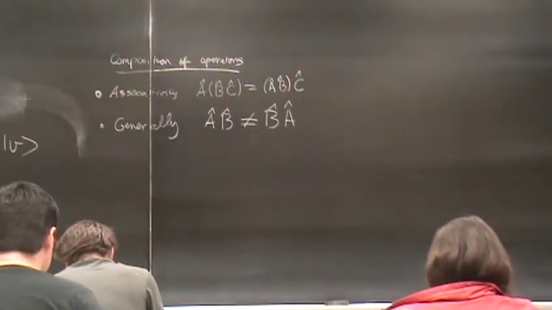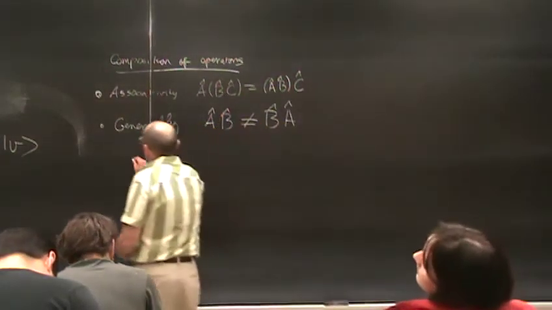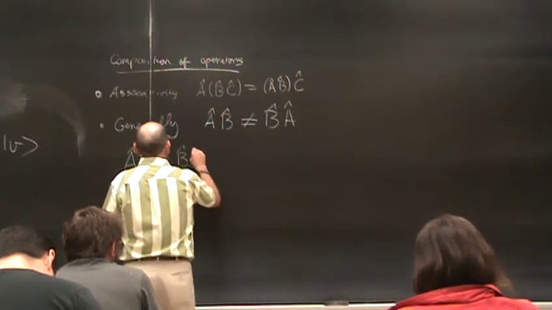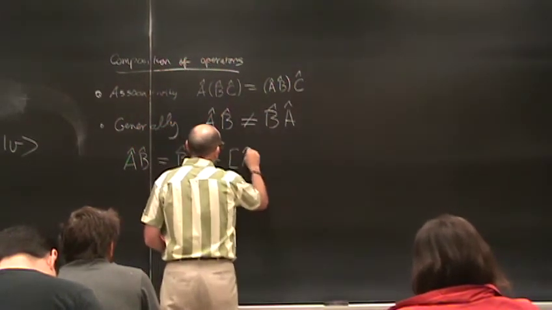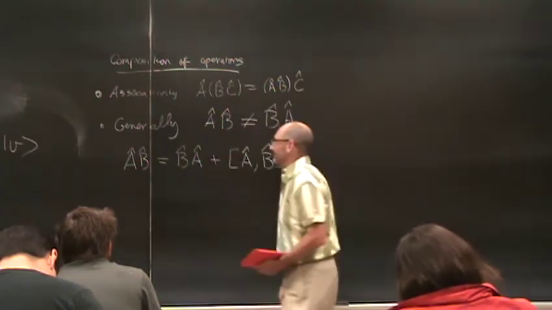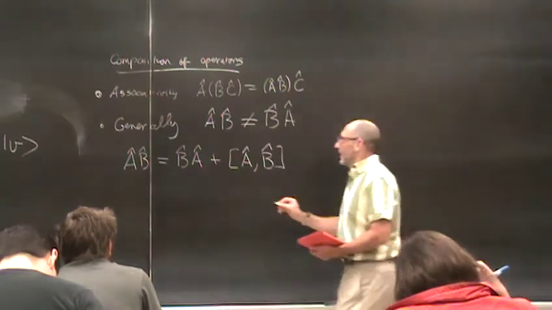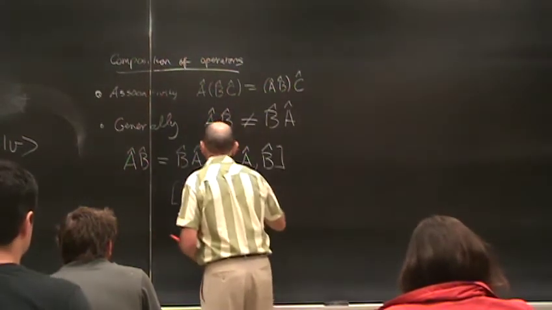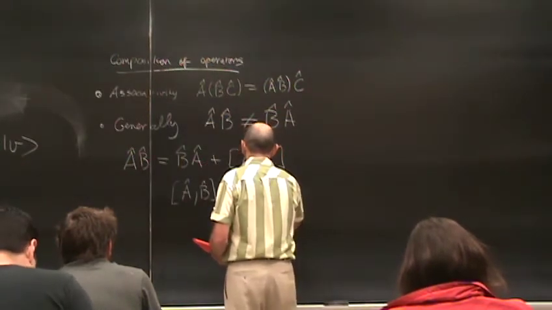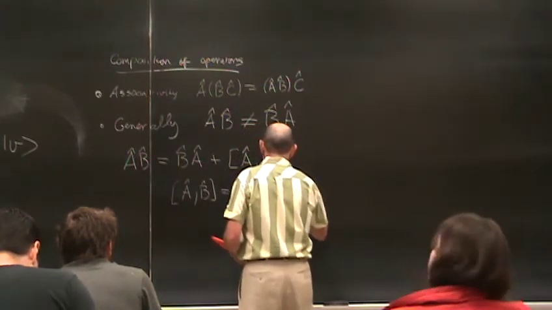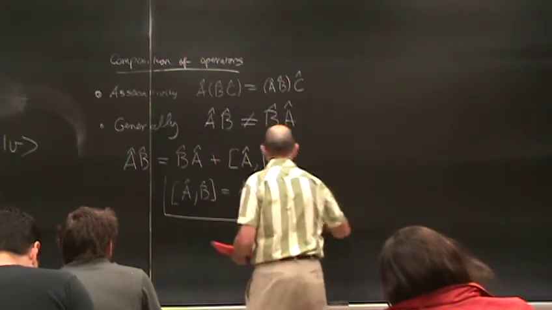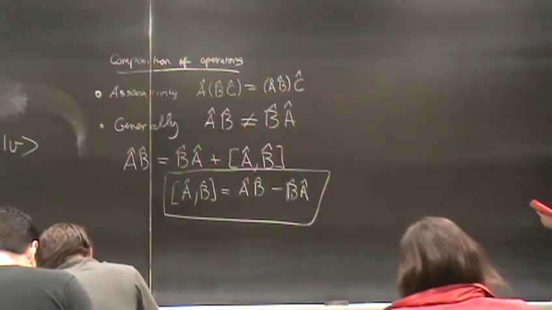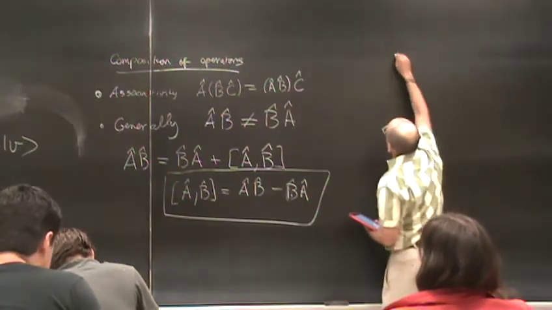That is to say, AB is equal to BA plus a remaining piece that we call the commutator. The commutator, as you know, plays an important role in the mathematics we use in mechanics. It's just the difference between the operators in the two different orders. All right, so what are some of the properties of the commutator?